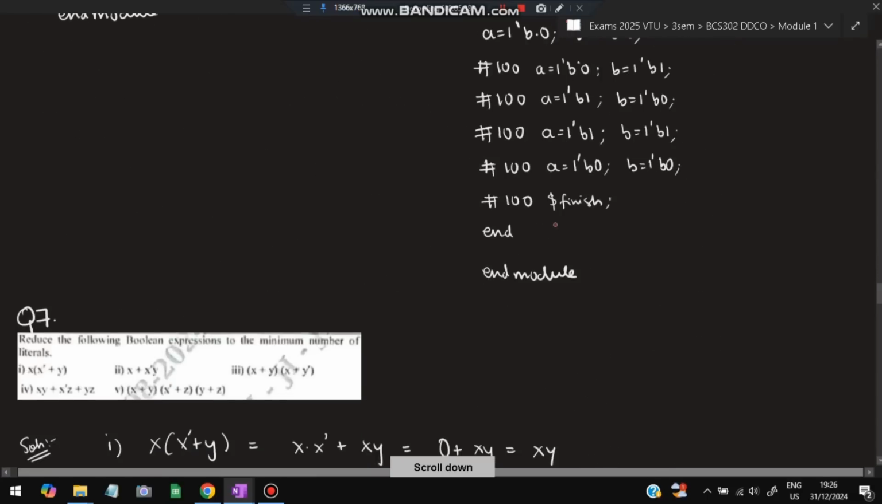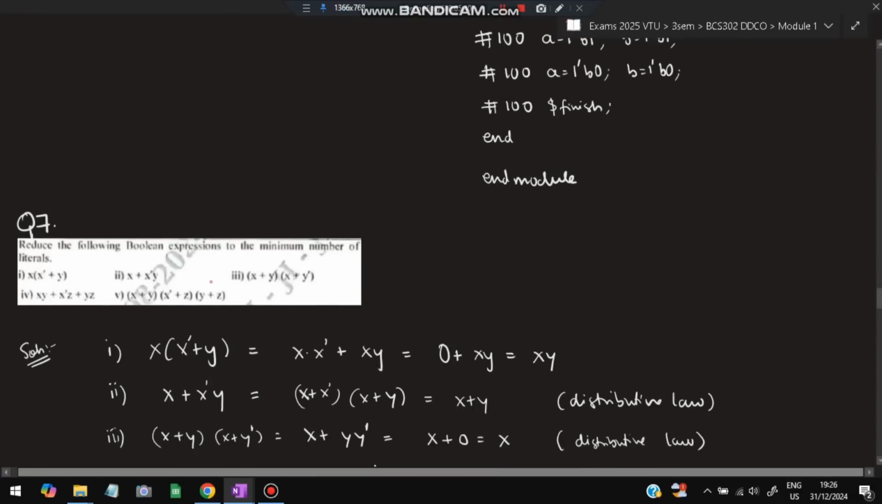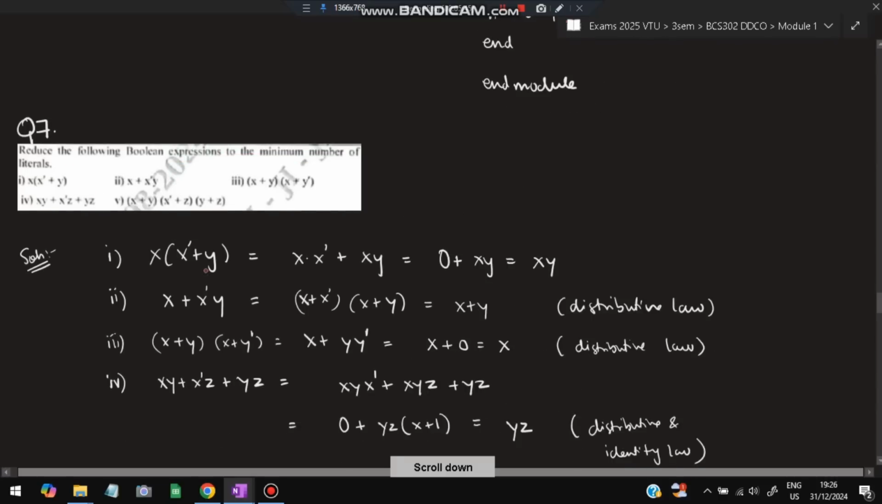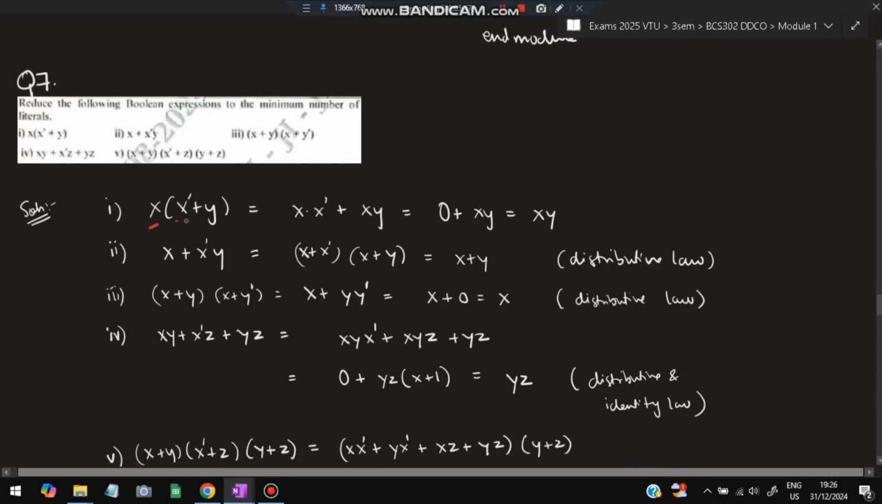Moving on, we have the seventh super important question. Reduce the following Boolean expressions to the minimum number of literals. So you have to use Boolean algebra for this one. Let's start with the first one: x into x bar plus y.